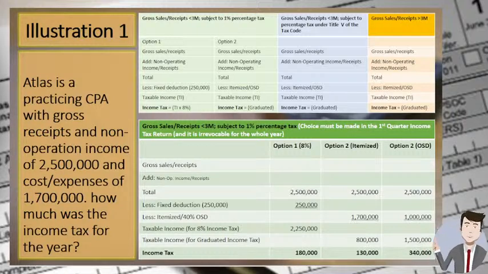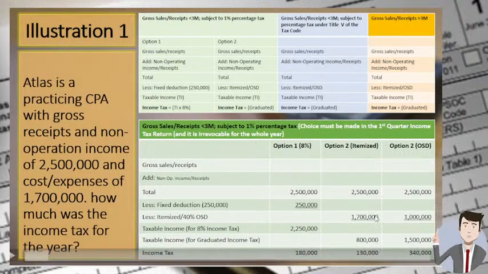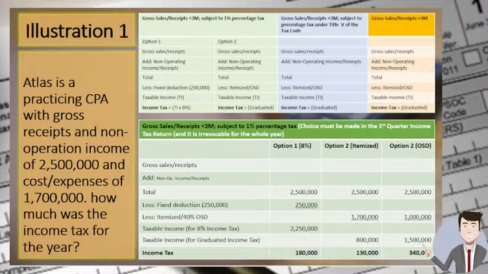So Mr. Atlas's gross income is 2,500,000, less the actual expenses of 1.7 million, assuming this is all allowed by the Tax Code, since we have not yet covered Chapter 5, so we have to assume this is allowed by law. The difference of 800,000 will be the basis of the tax computation provided by the graduated tax table. Same as our discussion last meeting, using those formulas, we arrive at an income tax of 130,000. Okay?